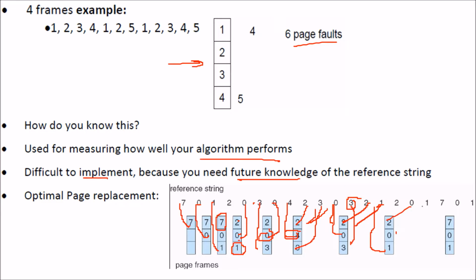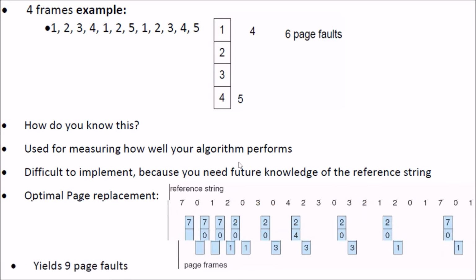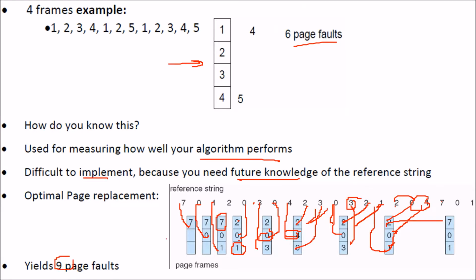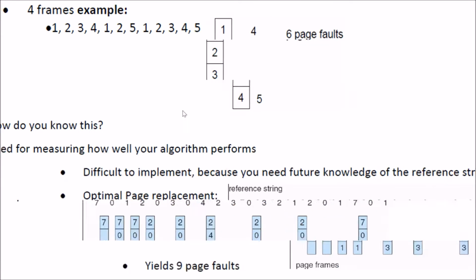Then 0, 1 already there, now 7. As we just saw, 0 and 1 have just been referenced. 2 was not referenced, it was earlier. So we replace this 2 by 7. This is how we can use some future knowledge to implement the optimal page replacement. Here we have a very good result, just 9 page faults. If you do it with the FIFO algorithm, you will get 15 page faults.